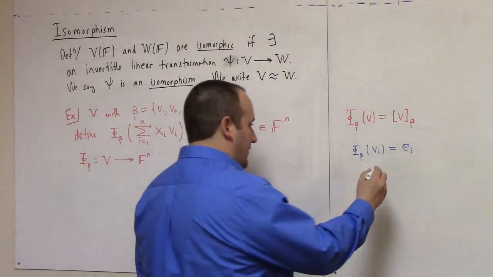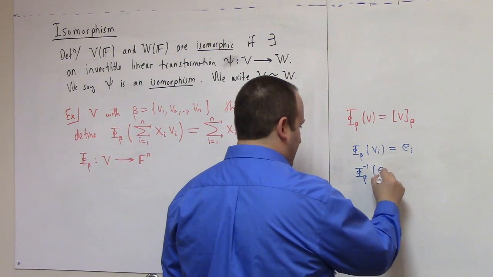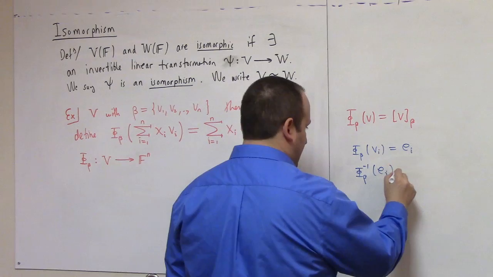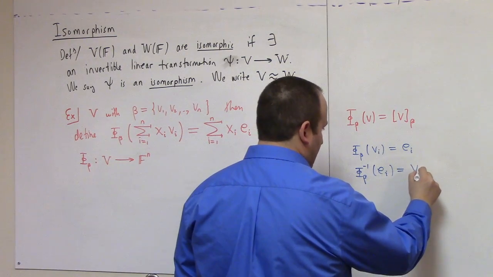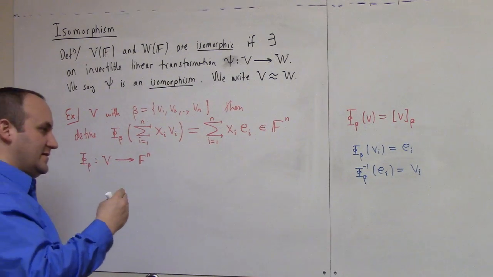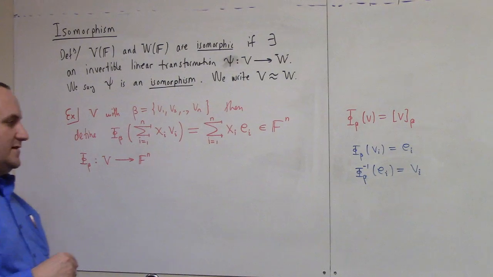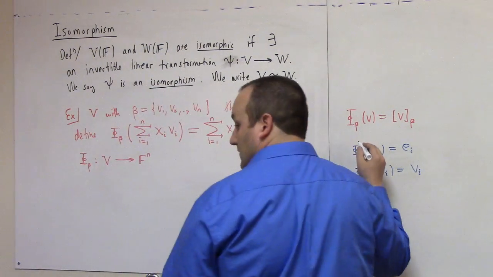And of course you can go the other way around too. The inverse, phi beta inverse, acts on e i to give you back v i. So the inverse of the coordinate map just changes the standard basis back to the abstract basis of the vector space. As simple as that. These are very useful.